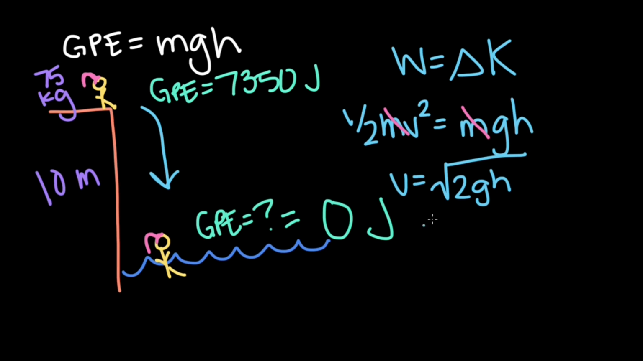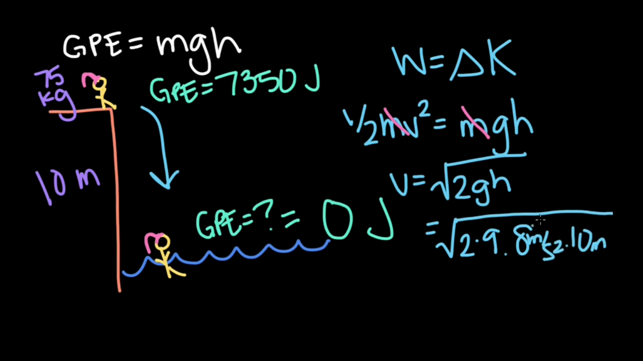And if we plug in the numbers we have, it's the square root of 2 times 9.8 meters per second squared times 10 meters. We can go ahead and check our units. We have meters squared per second squared, and then we're going to take a square root, so we'll end up with meters per second, which is good because that's the velocity. And this ends up actually being 14 meters per second if you do that math.